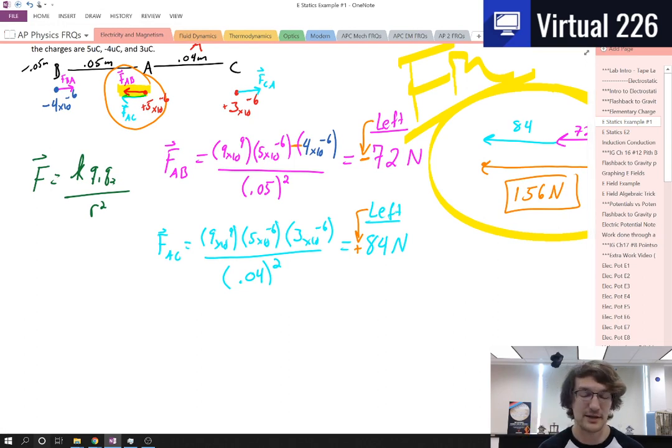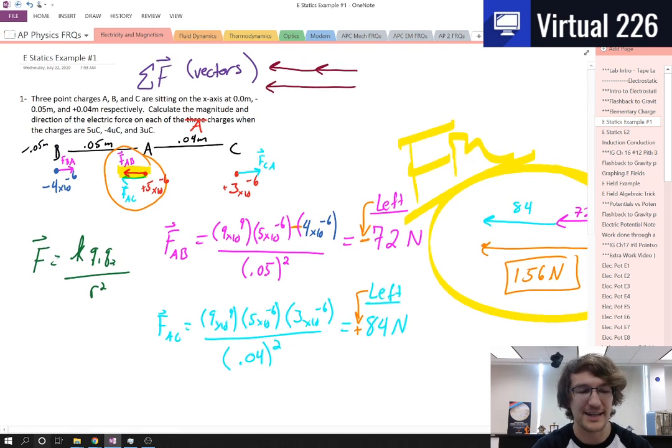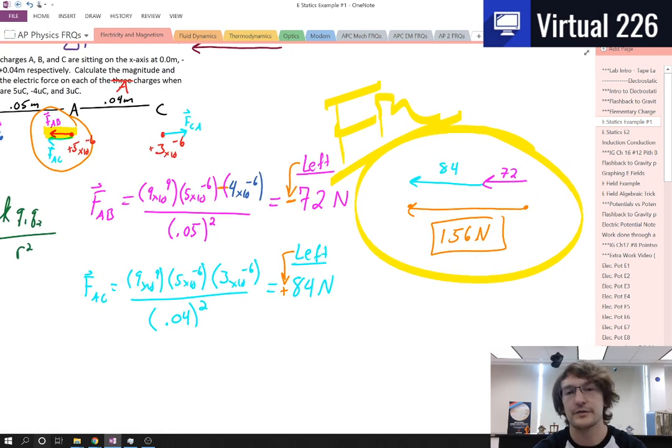Okay, so last time we were here, we took a look at this Coulomb's law example problem for electrostatics, where we had point charges A, B, and C. And we found that by taking a look at the forces and adding them together as vectors, we had a force value of 156 newtons.